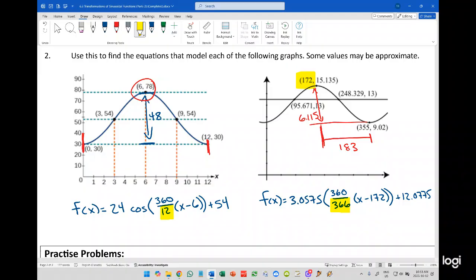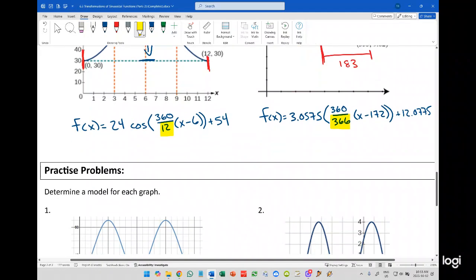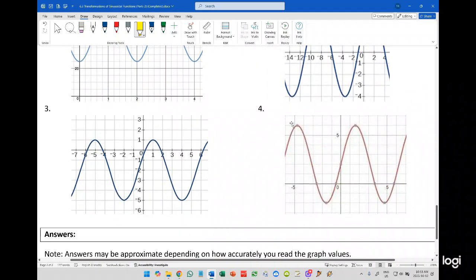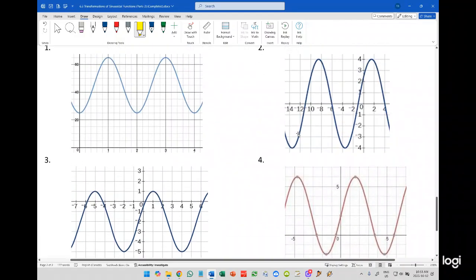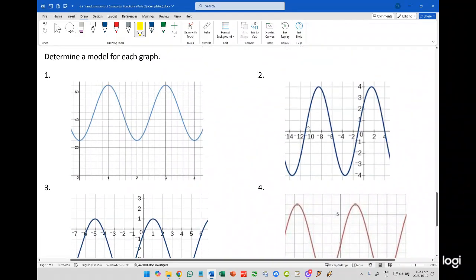Okay, so for your practice problems, you've got a few graphs here. Go through, see if you can find the equations for them. I put them down there, but truth be told, I probably didn't need to. When you think you've got your model, throw it into Desmos and see what it looks like. And if it looks like it's the graph that you started with, you probably came up with the right equation for it. And if not, you probably did not.